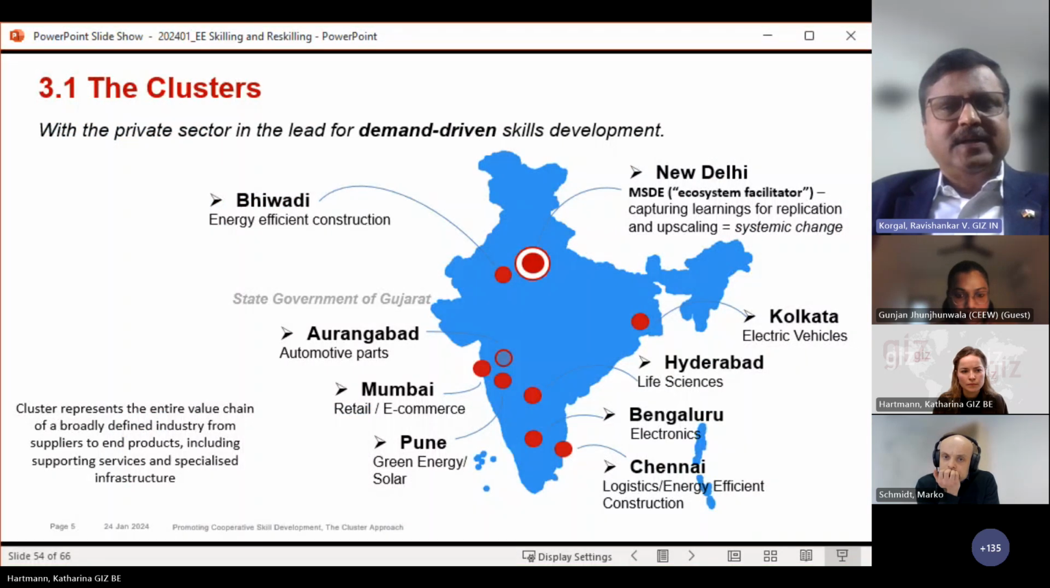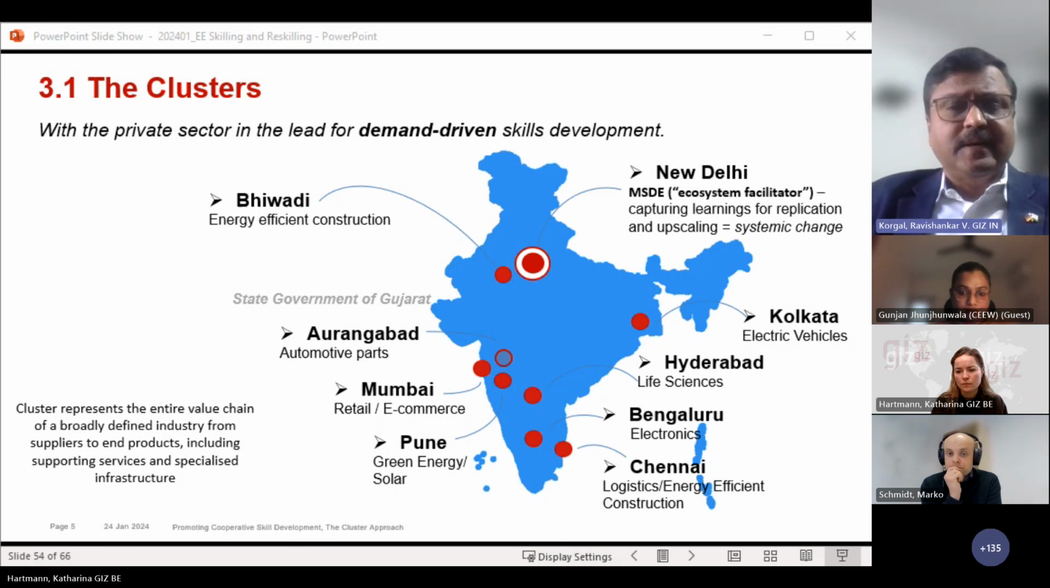Yeah. So initially we started activity in Aurangabad, Bhiwadi, and Bangalore. Those are the 3 clusters. In Aurangabad, we mainly focused on automotive, in Bangalore, we focused on electronics, and in Bhiwadi, we focused on energy efficient construction. That was phase 1, and we successfully implemented cooperative VT programs in these areas. And in phase 2, we replicated these programs in other locations like Hyderabad, Kolkata, Chennai, Pune, Mumbai. Go to next slide.